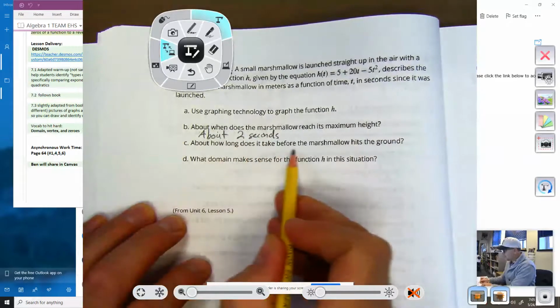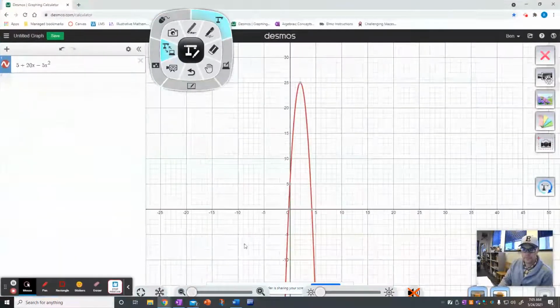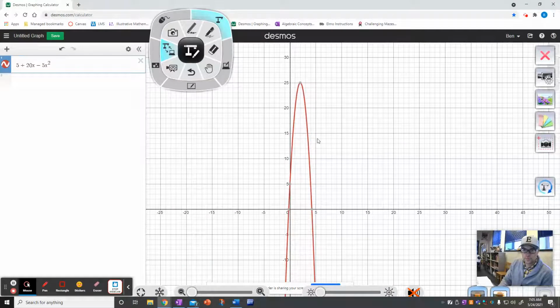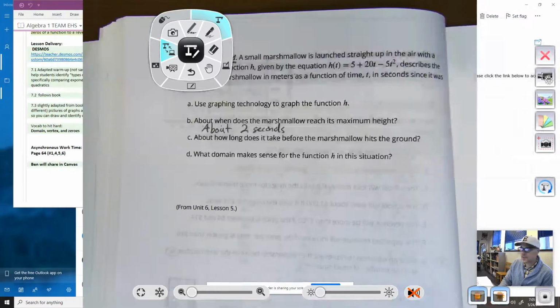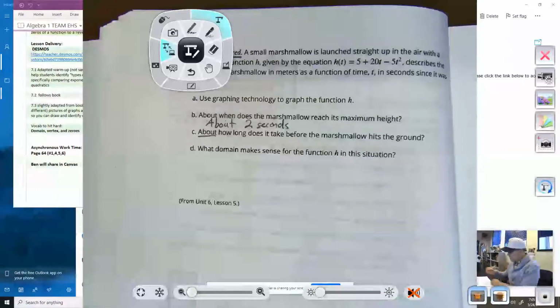About how long does it take before the marshmallow hits the ground? Well, if this is my marshmallow, it hits the ground right here, a little bit more than 4 seconds, right? So we don't need to be exact. It's asking us about how long, so I'd say it's about 4 seconds.